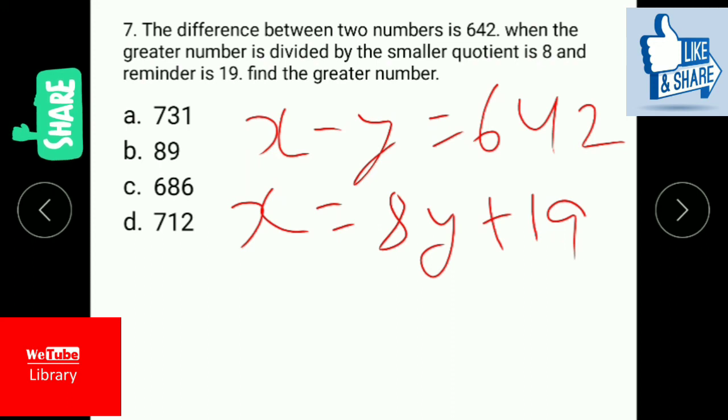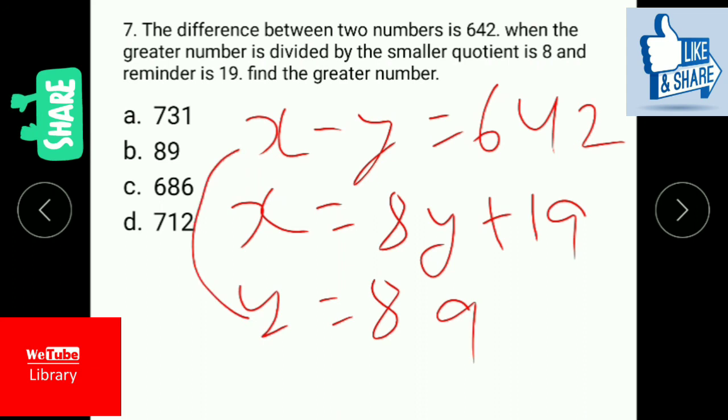By solving this, by substituting, consider x is equal to 642 plus y. You substitute in the second equation, you will get y as 89. And you substitute y in equation 1, x minus y is equal to 642, and x is equal to 642 plus 89, you will get 731.